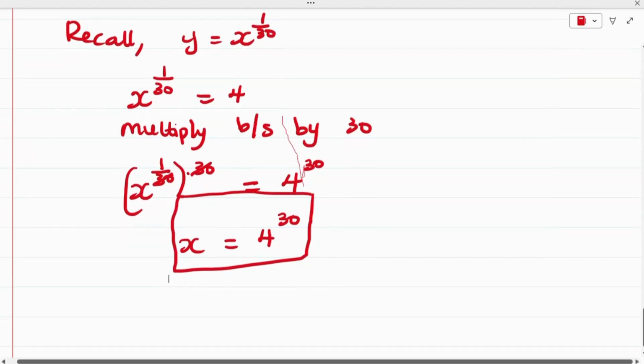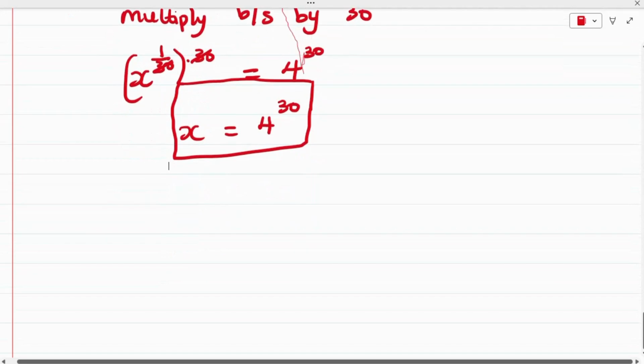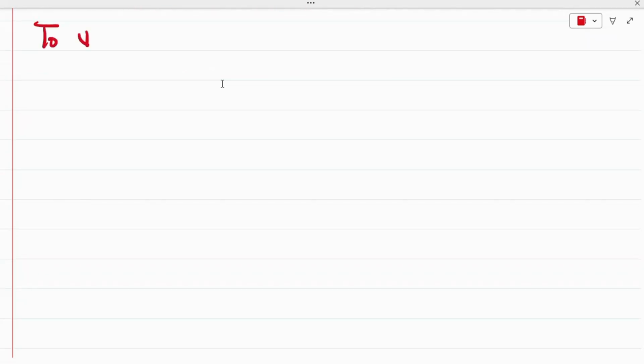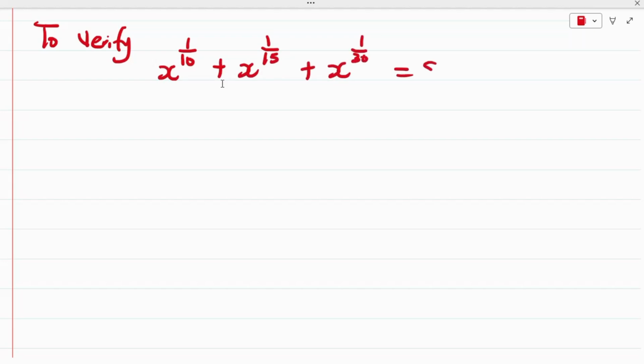So guys, let's simply verify to show that this x equals 4 raised to the power of 30 is correct. So to verify, we have our initial expression to be x raised to the power of 1 over 10 plus x raised to the power of 1 over 15 plus x raised to the power of 1 over 30, and this is equal to 84. And we have that x is equal to 4 raised to the power of 30.